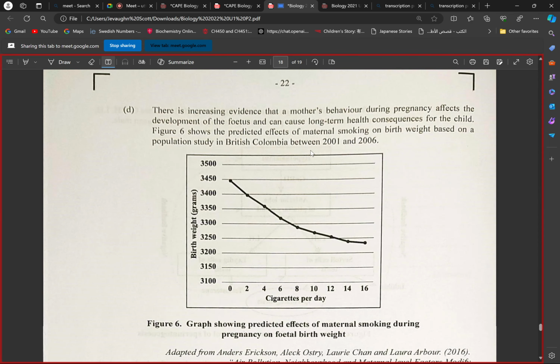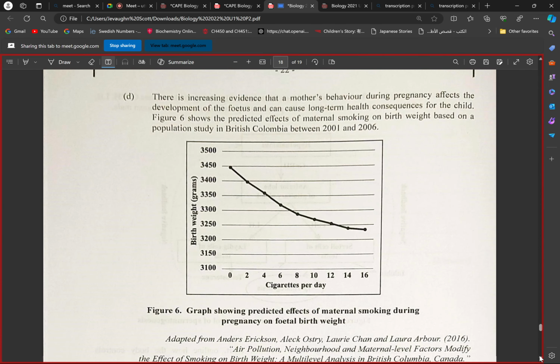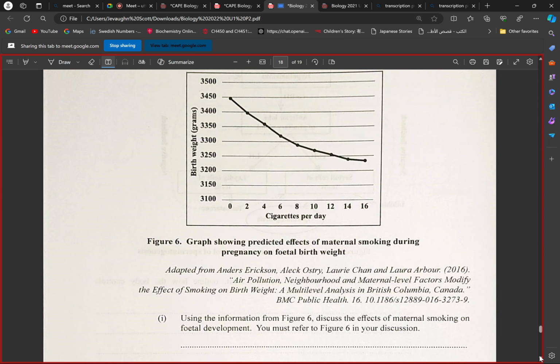Alright, so D, there is increasing evidence that mother's behavior during pregnancy affects the development of the fetus and can cause long-term health consequences for the child. Figure 6 shows the predicted effects of maternal smoking on birth weight based on the population study in British Columbia between 2001 and 2006. Alright, we're looking at that data there. Using the information in Figure 6, discuss the effects of maternal smoking on fetal development. You must refer to Figure 6 in your discussion.